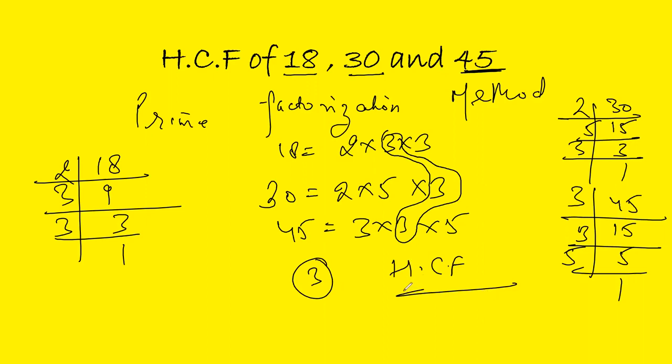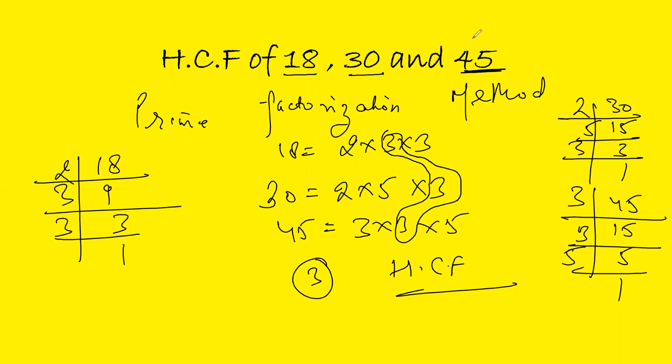This is the first method, the simplest method that we learned in the earlier, smaller classes, to find the HCF of two, three, or four numbers using prime factorization. In this method, we just have to break the numbers into a product of prime numbers.